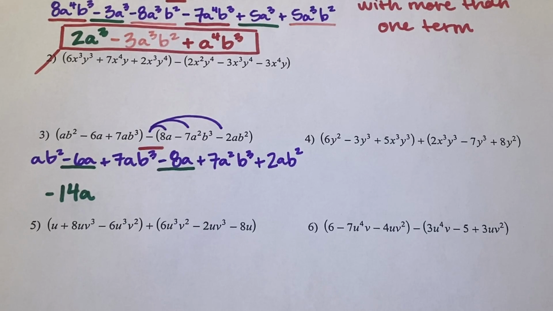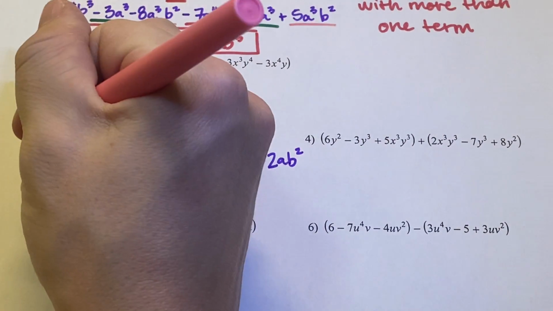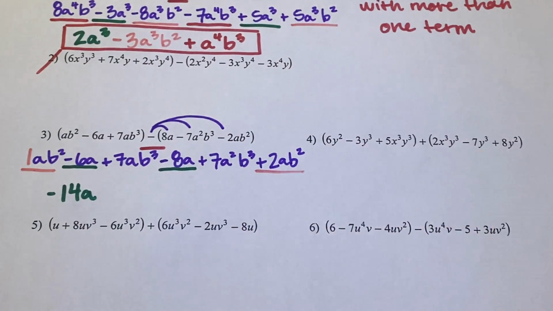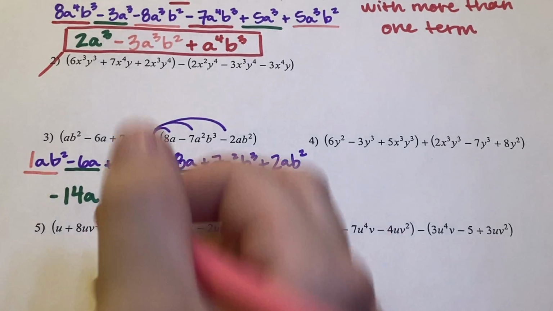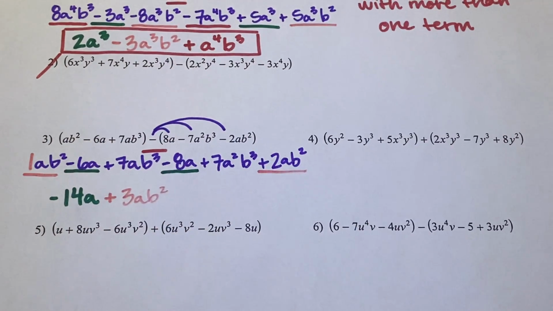Okay. Anybody see any other like terms there? They got to have the same variables and the exact same powers. Kaylee? Would AB squared and 2AB squared work? Absolutely. This is technically 1 AB squared plus 2 AB squared. How many AB squareds do I have? 3. Positive 3 AB squared.